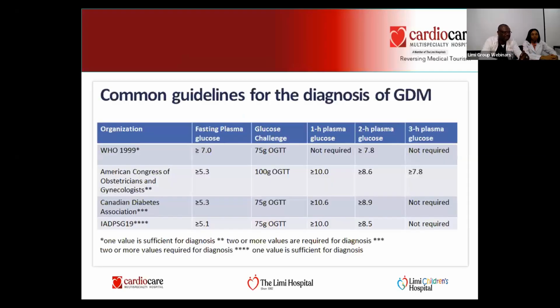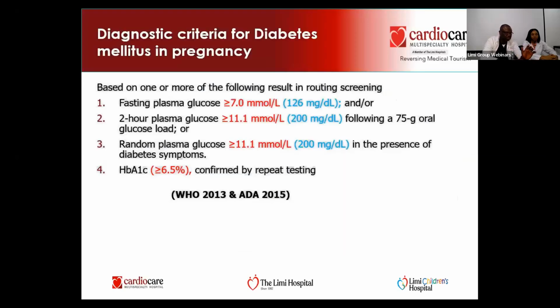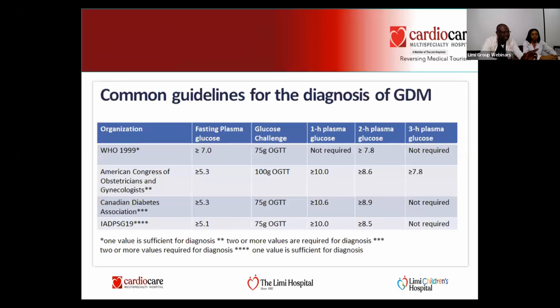Like I said, due to the controversy, the American College of Gynecologists have their own guideline. The Canadian Diabetes Association has its own. WHO has its own. But in all of this, what we normally use is the IADPSG. And one value is sufficient for you to make a diagnosis of gestational diabetes in this patient.